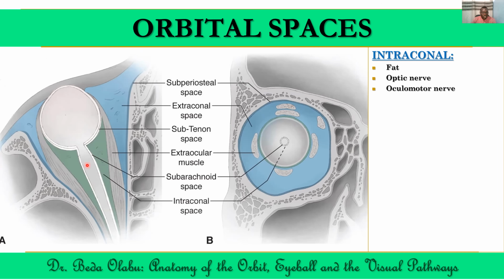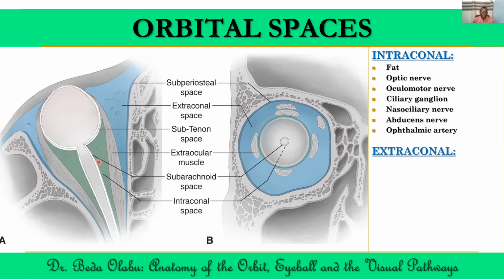We expect the two divisions of oculomotor nerve, the ciliary ganglion, which is from the inferior division of oculomotor. Nasociliary nerve, which is a branch of the ophthalmic nerve, is also within this particular intraconal space. Then abducens nerve, which goes to the lateral rectus, is also a content of this space. The ophthalmic artery is a content of the space as well.